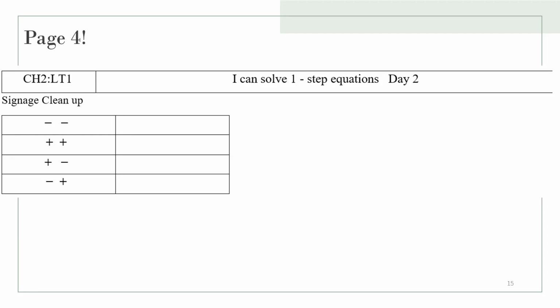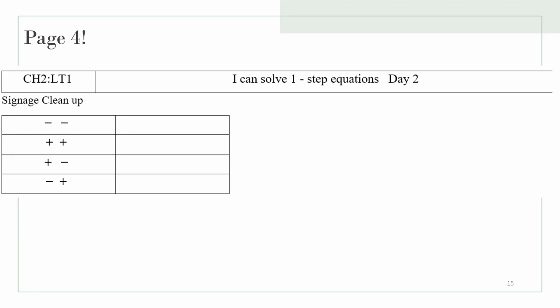We are on page 4 of the packet, and today is the second day of one-step equations. Okay, so first I think we need to work on a little bit of signage clear up because, again, guys, I can stress to you so many times that you can't ignore signs, but I think you all need to be able to simplify them so that they're a lot easier. You're looking at one and not two.